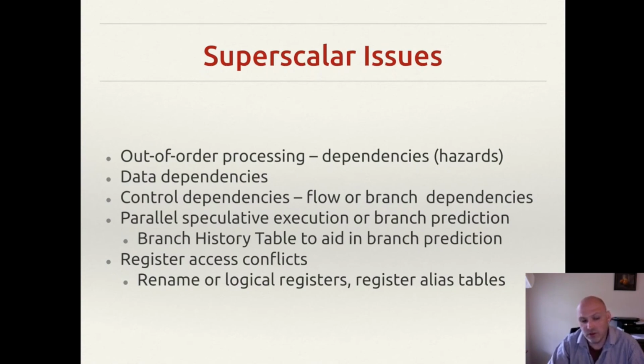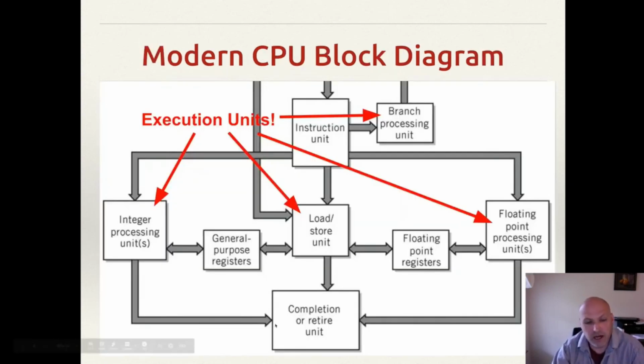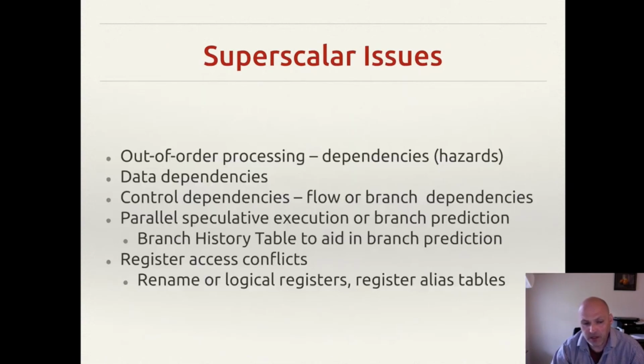We can also have issues with conflicting access to registers. So remember, when we looked at the diagram, our general purpose registers were shared between multiple units, and this really just shows the load store unit. But in reality, there could be other circuits that are connected to these registers besides this integer processing unit and the load store unit. And you might need to have more than one of those use the registers at the same time. That's obviously going to cause a delay for at least one of those two instructions.